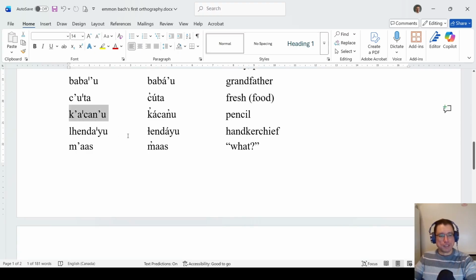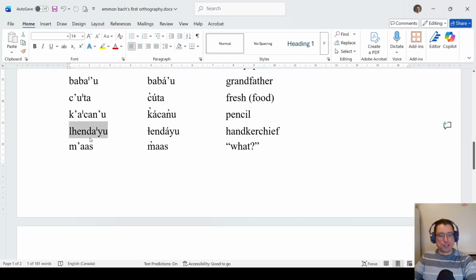Next we have k'atsatnu. So you notice this word is quite a bit longer than this one. They're both pronounced exactly the same way, but you see how much shorter the word is after moving the modifiers on top of the letters. And k'atsatnu means pencil.